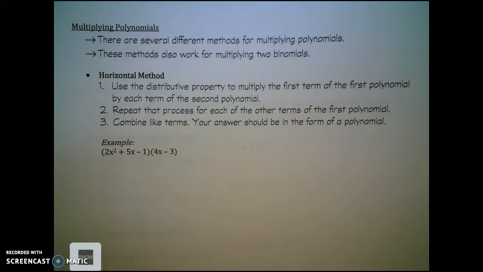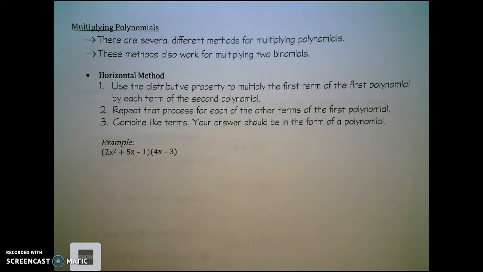Alright, continuing our 10.3 notes, we're going to talk about multiplying polynomials that aren't necessarily two binomials or two monomials. For example, we might have some trinomial multiplication here. There are several different methods for doing this, and these methods also work for multiplying binomials. So if FOIL doesn't work for you, or if the table method doesn't work for you, one of these might.